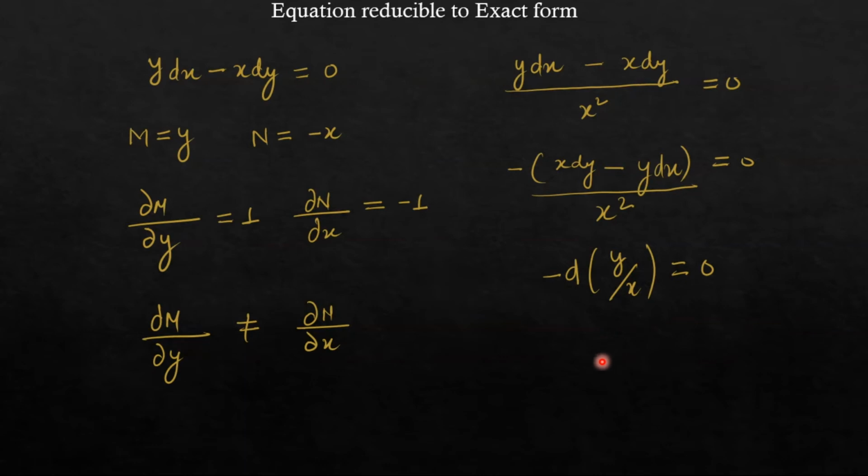Now integrate both the sides, you will get y by x is equals to constant. If you integrate this term, you will get y by x, and if you integrate 0, you will get a constant. So this is the solution of the given differential equation.